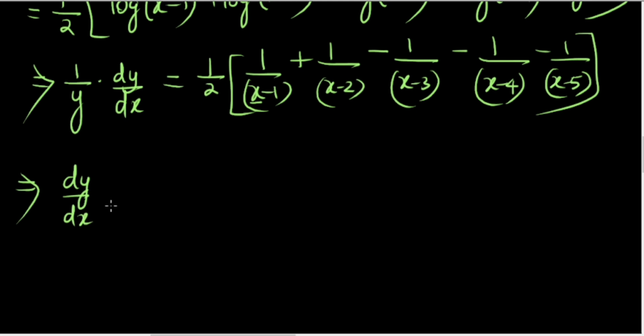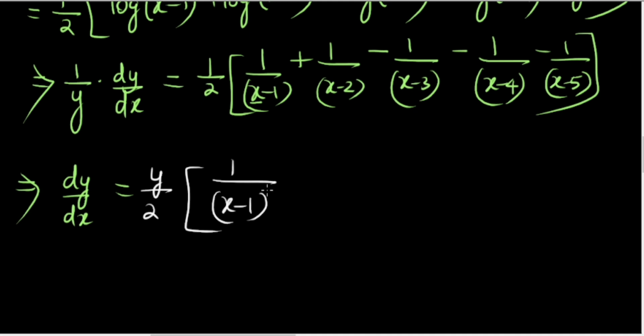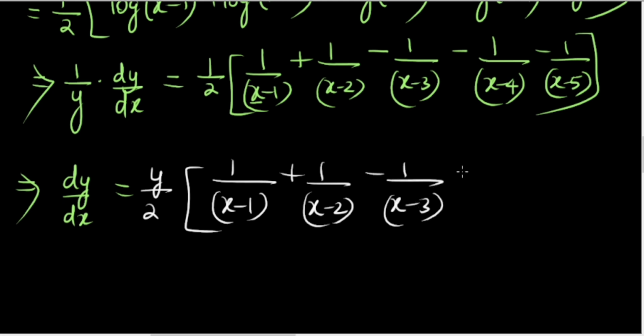Now y goes over there, so we'll bring the y over to the other side. And here no need to take the LCM, we can keep it as it is, it's fine. We can give the answer in the simplified version, so we can keep it as it is.